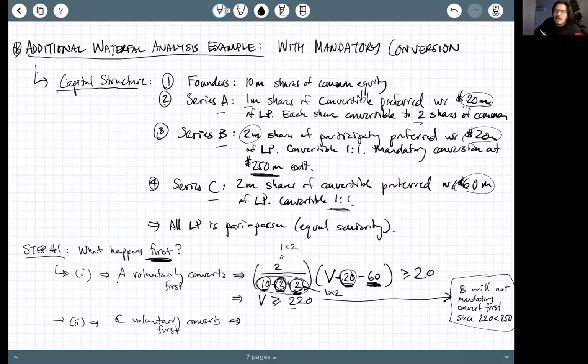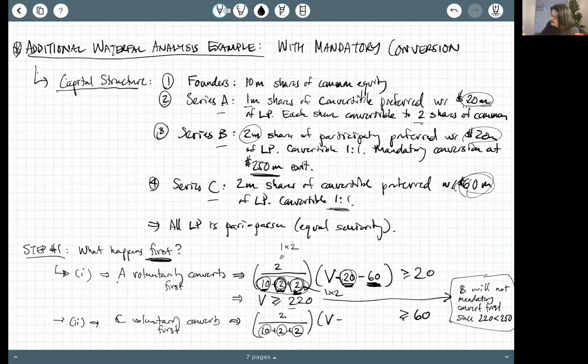So what's the decision rule for Series C? Well, Series C needs to get at least 60 million. That was their 60 million in liquidation preference, right? What do they get if they convert? Well, they also get 2 million shares. And again, they get 2 out of, I guess, 14 million. But now this represents 10 million to founders, 2 million in participation to B, and now the 2 million shares that go to C.